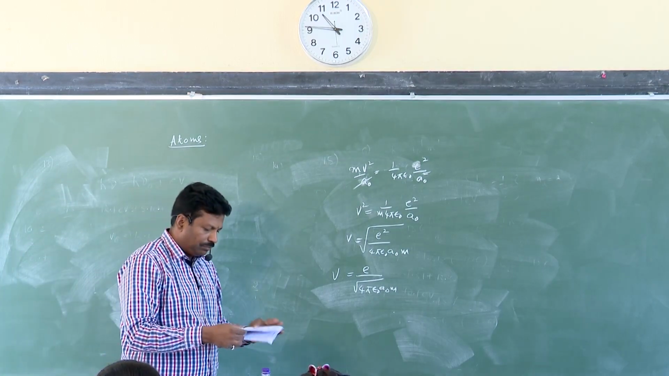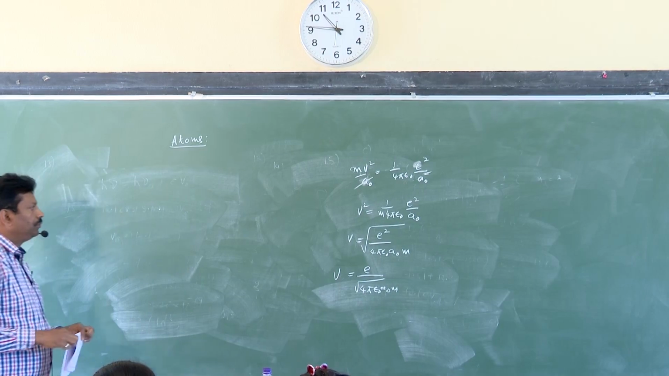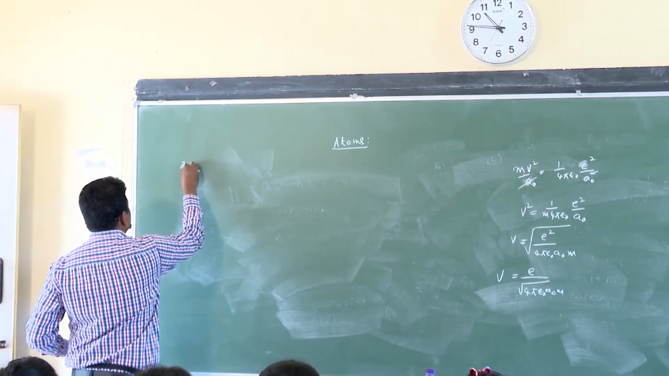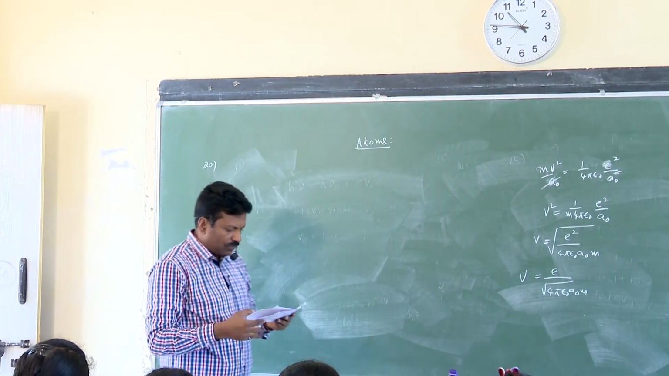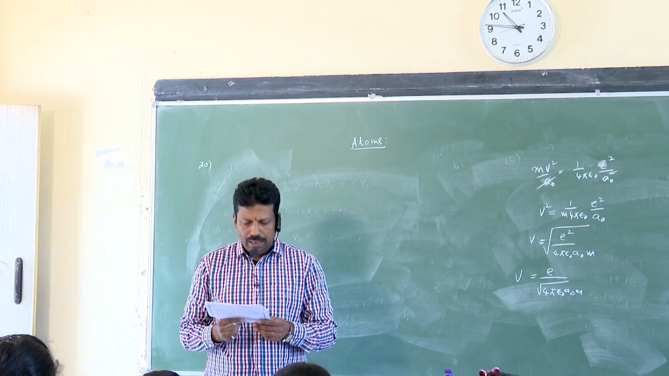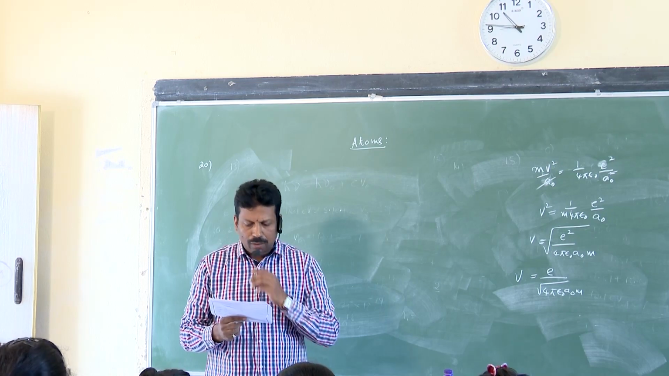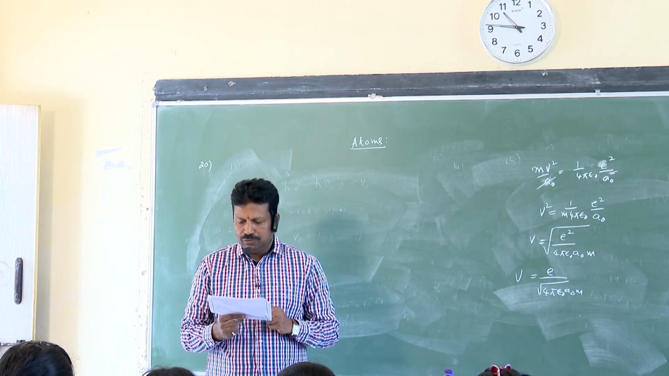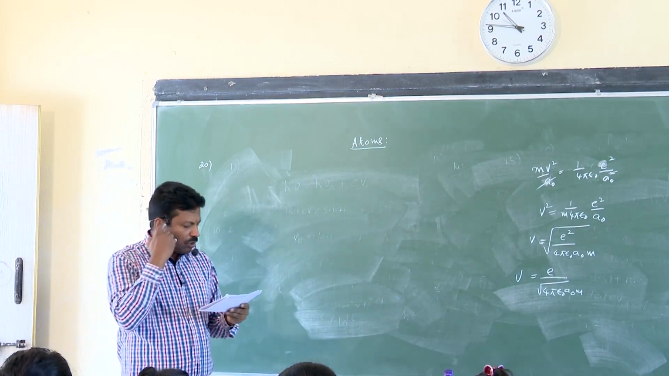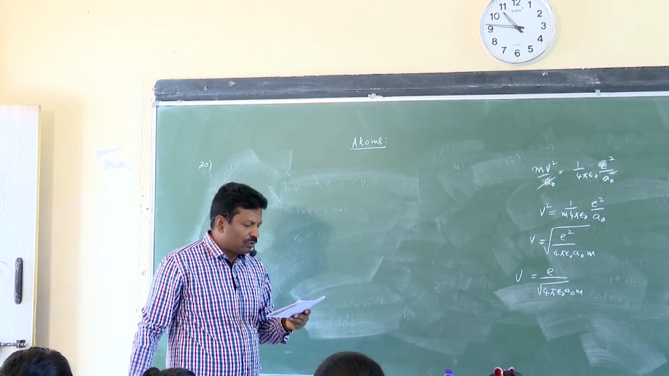Okay, next question. Twentieth question. If an electron in a hydrogen atom jumps from the third orbit to the second orbit, it emits a photon of wavelength lambda. When it jumps from the fourth orbit to the third orbit, what is the corresponding wavelength of the photon?